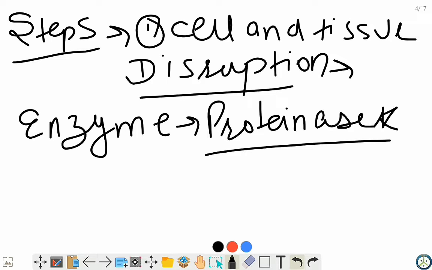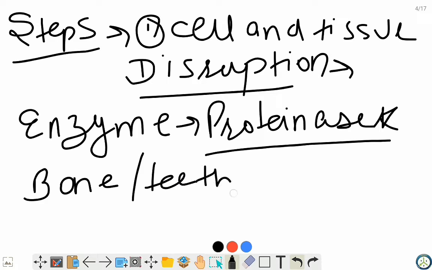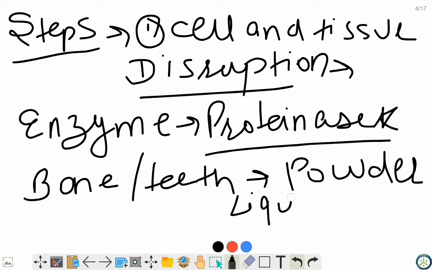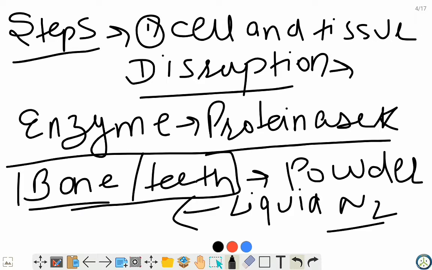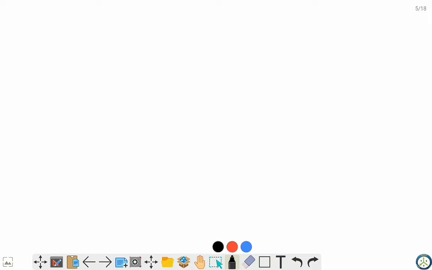For example, if we have bone or teeth, we have to make them into powder form using liquid nitrogen. Then we have to extract the DNA, with some processing. We first have to decalcify these tissues, and then we are able to extract the DNA from these types of tissues. Clear?